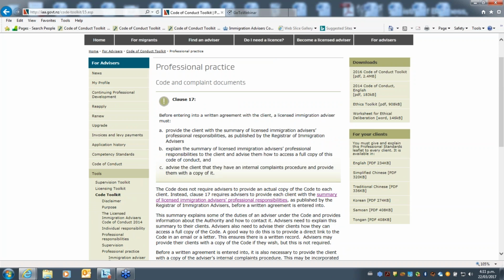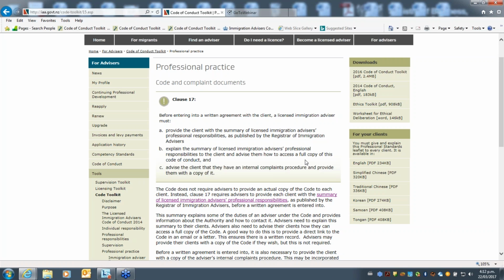So that's the initial consultation, and then before you're entering into a written agreement, you need to provide the client with a summary of licensed immigration advisors' professional responsibilities as published by the authority, and we have these available. You can see on the right hand side, and they're available in our tools section as well. We've currently got them in English, Chinese Simplified and Traditional, Korean, Samoan and Tongan. You need to provide this one-pager to them, and you need to explain it.